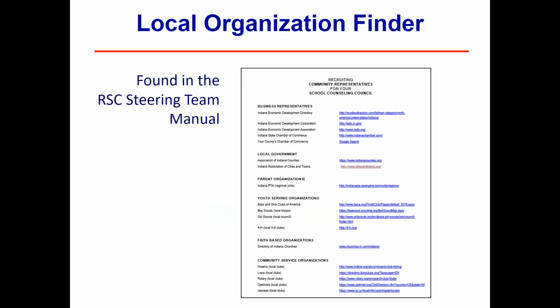Okay. And oh, here's what that document looks like. I forgot to put this slide in. So business representatives, and then you would just click on the link on the right, and that would open up a place where you could search for that. So business, local government, parent, youth serving organizations, faith-based, and community service organizations.